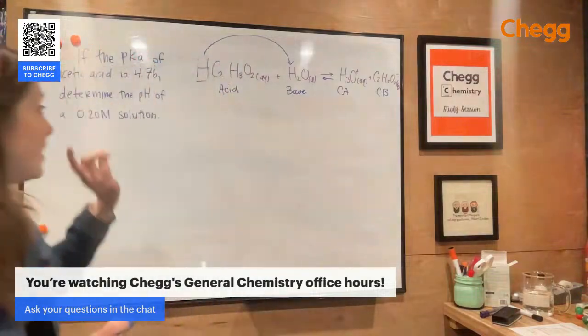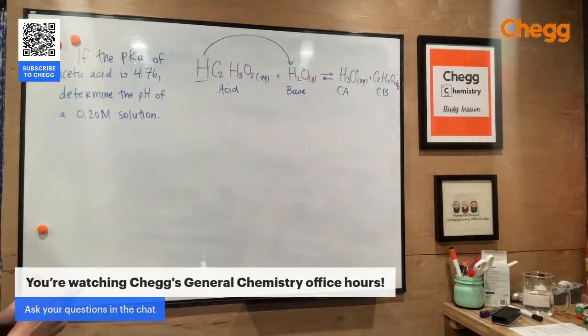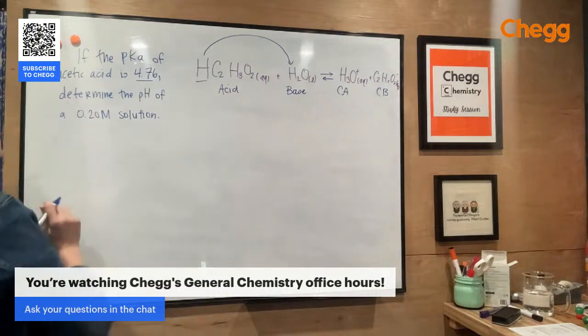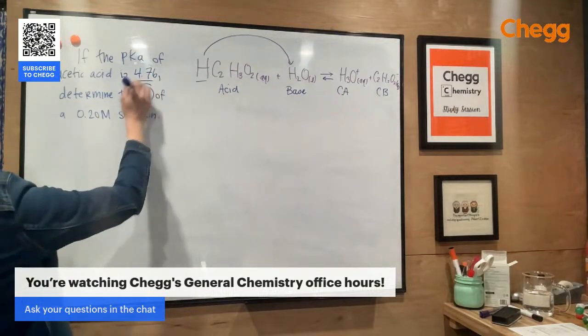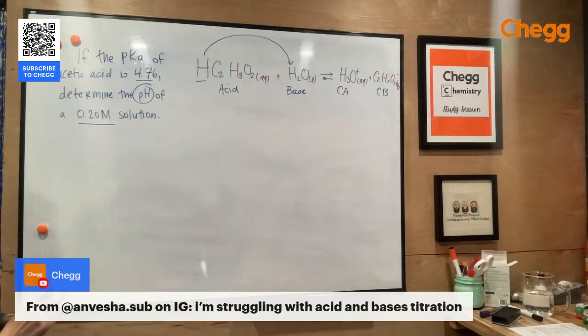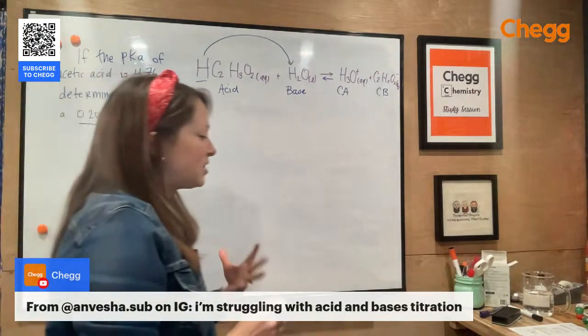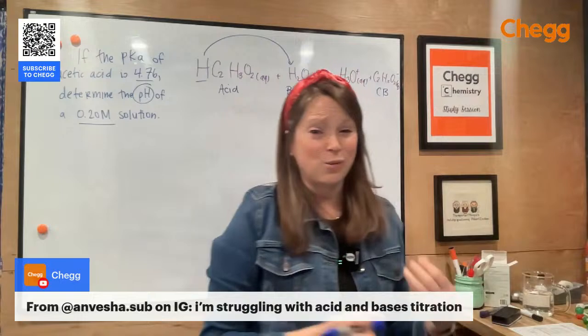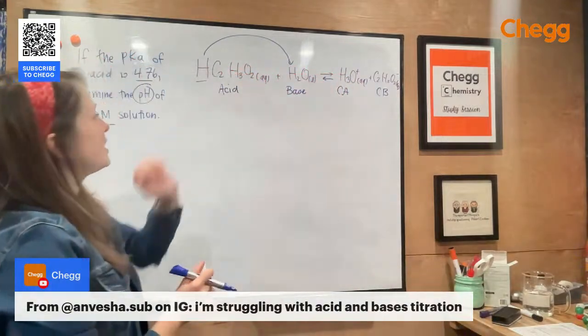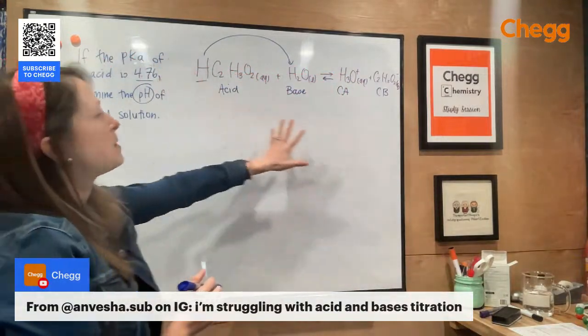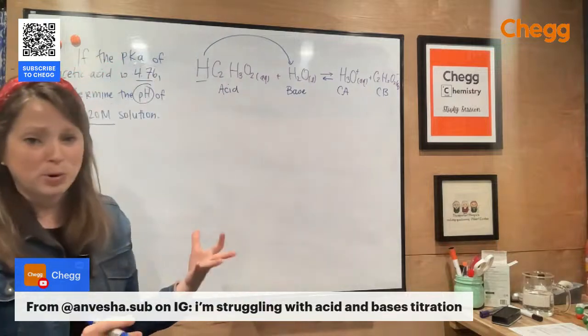All right, acid-base titrations. So if the pKa of acetic acid is 4.76, determine the pH of a 0.20 molar solution. With these, it's really hard to even know where to start. You always want to start with that dissociation equation. What's happening in solution is really important to keep track of.